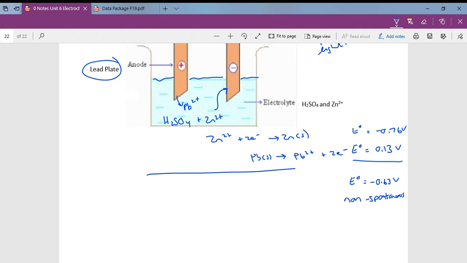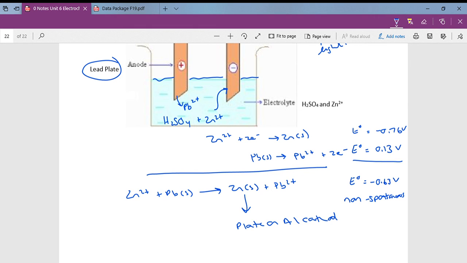But the overall reaction we're looking to happen is to have zinc reduced. It's going to get some electrons from the lead, and you're going to form zinc solid and lead ions. And then this zinc is going to plate on the aluminum cathode.